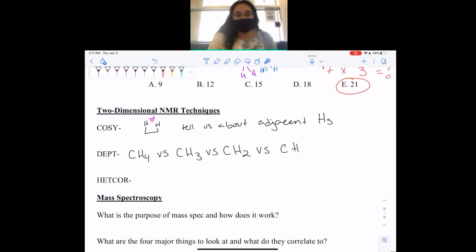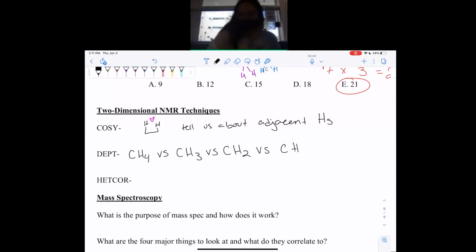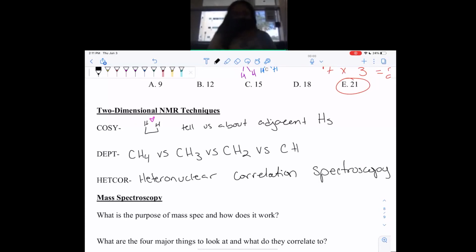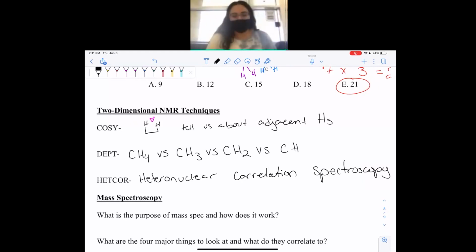All right, so HETCOR is stupid. I don't have a good thing for that one. It just stands for heteronuclear correlation spectroscopy. If you just know the name, that's good enough for this one. And it's basically telling you information about different atoms' nuclei.